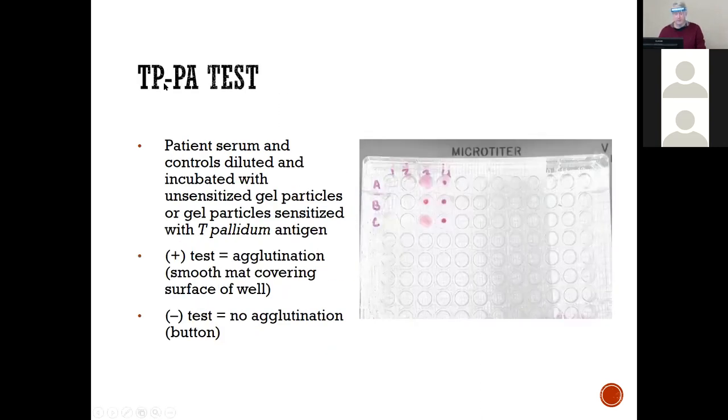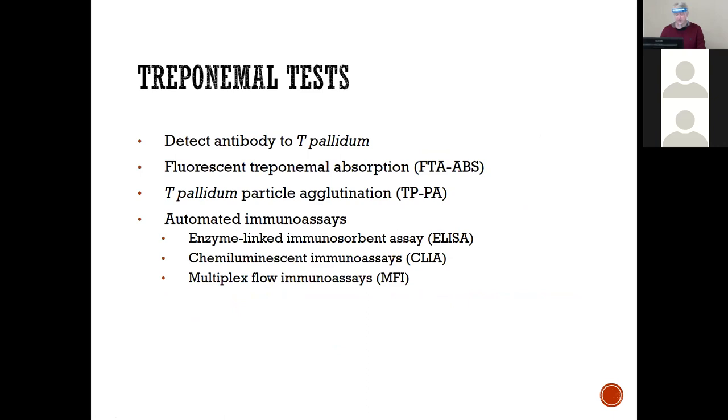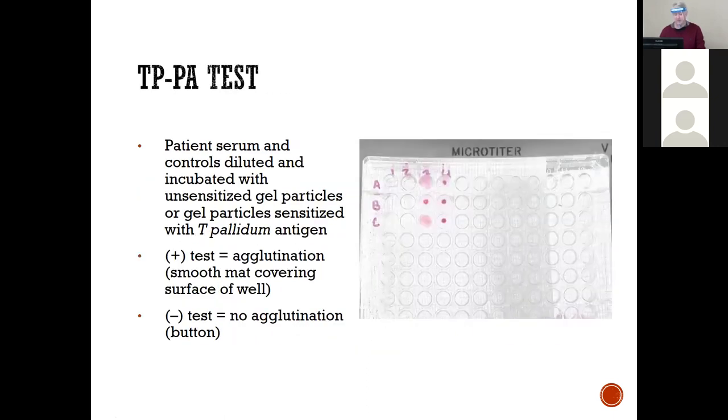Here is the Treponema pallidum. What does PA stand for again? Particle agglutination. Right, particle agglutination here in a microtiter plate. The patient's serum and controls are diluted and incubated with unsensitized gel particles or gel particles sensitized with pallidum antigen. A positive test is agglutination, a smooth mat covering the surface of the well. A negative test is no agglutination. You get a button. We do this with a solid phase in blood bank.